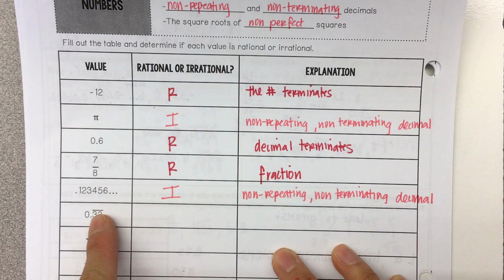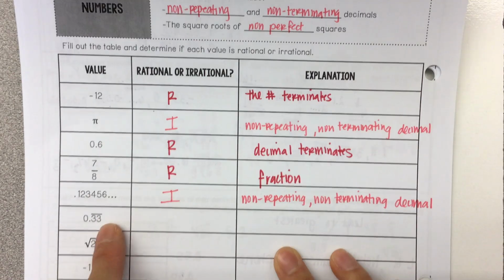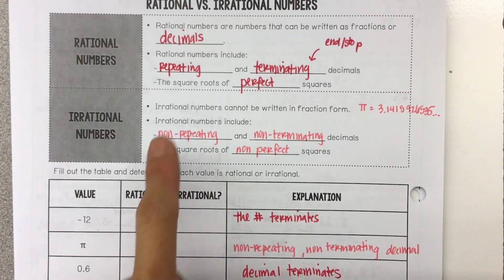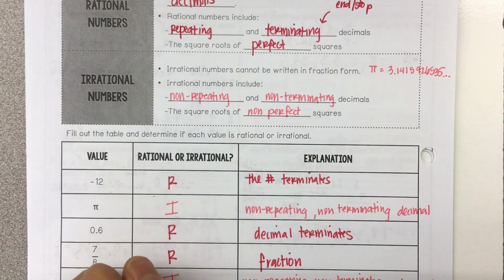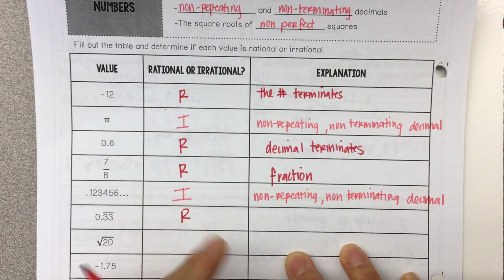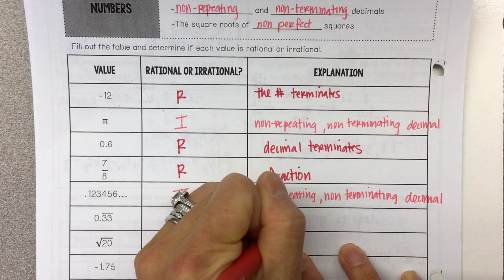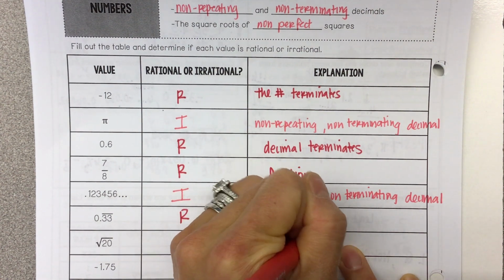Okay, this one, what does that bar mean? It means it's going to keep repeating 33333. So look for up here, which one says it can repeat? This one, rational. Oops, sorry. So rational, repeating decimal.